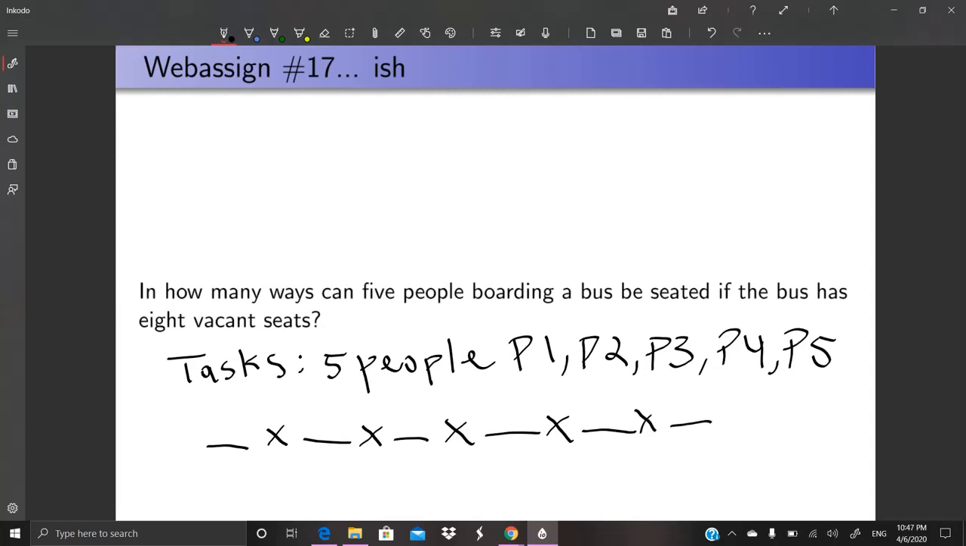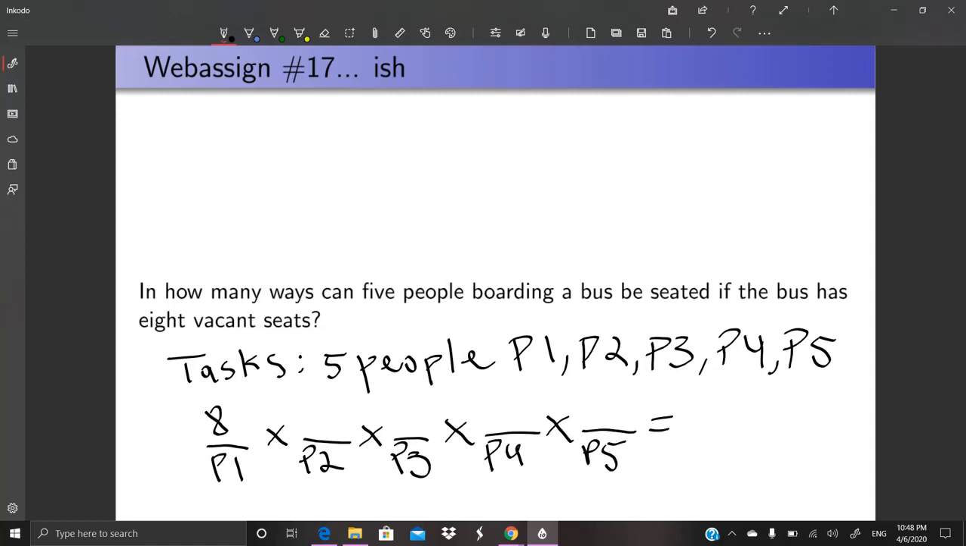So we said that the first person, P1, I'll label these P2, P3, P4, P5, oh, and I have an extra. We're supposed to only have 5 people. So that should be enough, right? And then equals. All right, so the first person gets 8 options for seats.